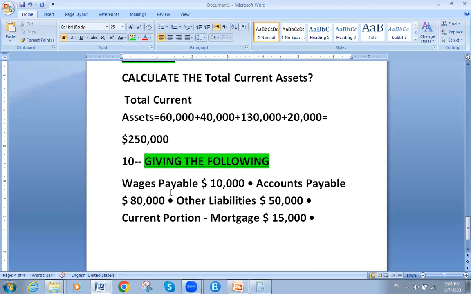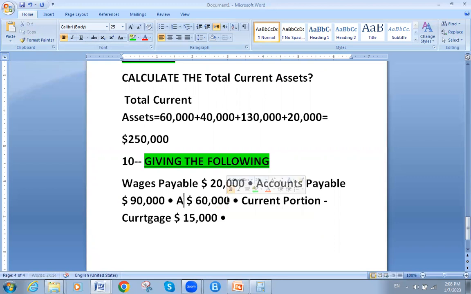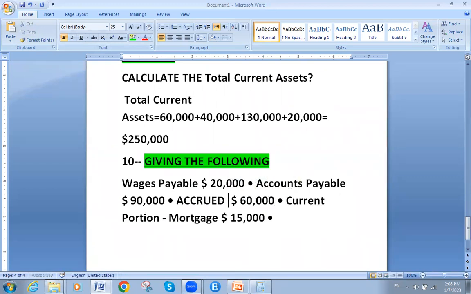So here, giving the following: wages payable, let me make it 20,000. Accounts payable, let me make it 90,000. Other liabilities, let me make it 60,000. And let's say this is accrued expenses. So other liabilities, let me call it accrued expenses.